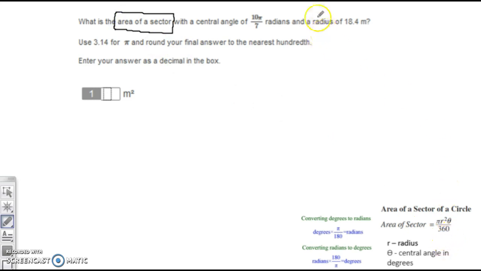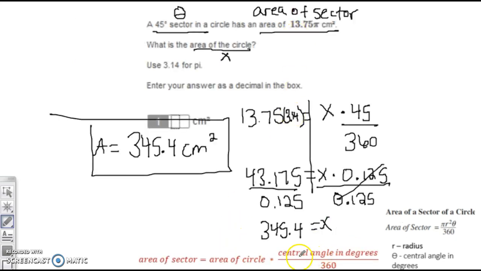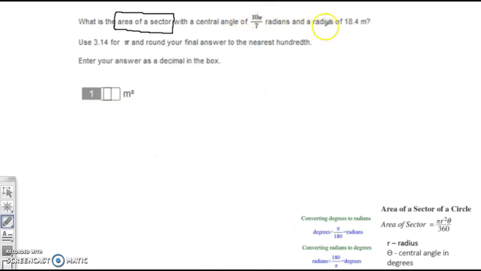Now this time I'm not going to split it up in words like I did back here, because I only split it up like this when I'm given the area of a circle. Since this time I'm given theta and radius, I'm going to keep the formula exactly how it is. So pi times radius squared times theta over 360. Okay, remember theta has to be in degrees. You cannot plug in radians.